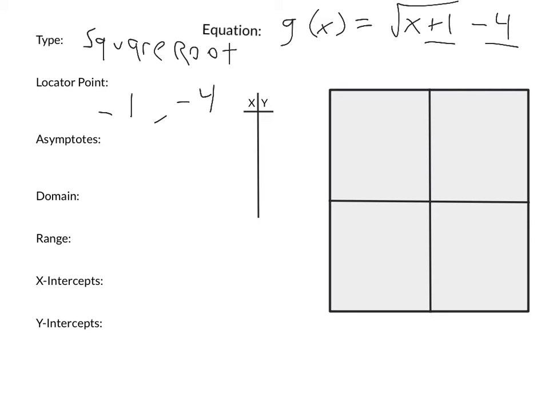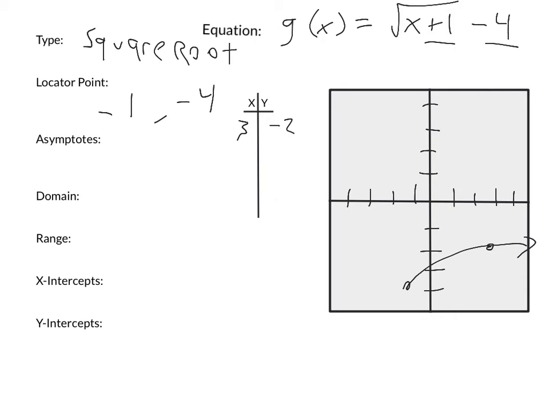Okay, so now I'm going to start graphing this a tiny bit. So 1, 4 should be right there. And I'm going to plug in 3 for x right over here. So that gives me 4, square root of 4 is 2, 2 minus 4. So our graph should look something like this.